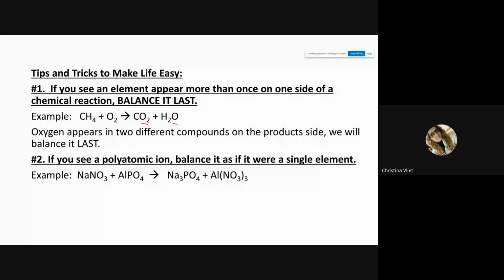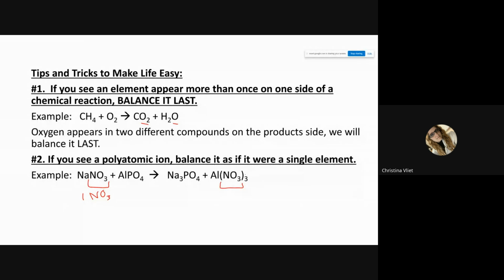So I will be printing that out for you on the back of the test as a handout to help. But if you see a polyatomic ion, and you should recognize when you have one, balance it as if it were a single element, meaning you need to recognize NO3, it's nitrate. So the way to think about this is you've got 1 NO3 on the reactant side, and how many NO3s do you have on the product side?